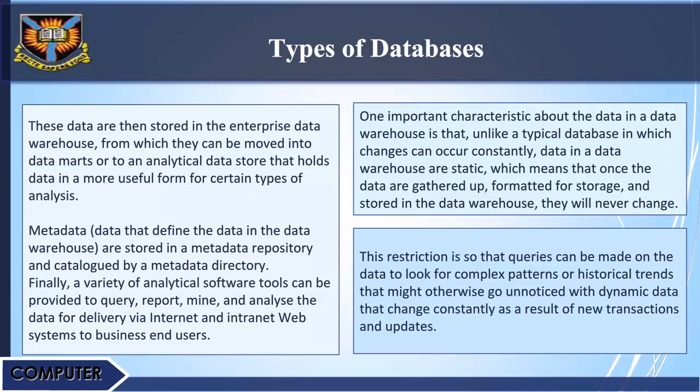One important characteristic about the data in a data warehouse is that, unlike a typical database in which changes can occur constantly, data in a data warehouse are static, which means that once the data are gathered up, formatted for storage, and stored in the data warehouse, they will never change. This restriction is so that queries can be made on the data to look for complex patterns or historical trends that might otherwise go unnoticed with dynamic data that change constantly as a result of new transactions and updates.